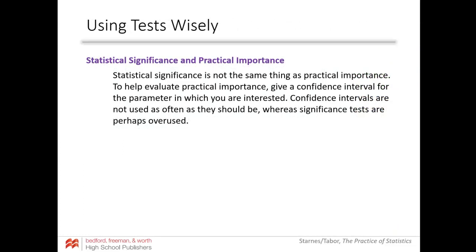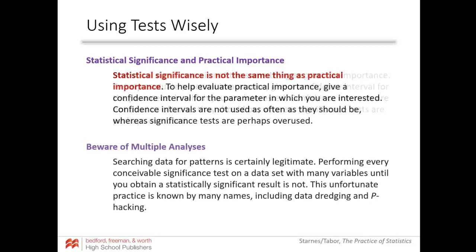All right, I love this part. Using tests wisely and practical importance. Statistical significance is not the same thing as practical importance. To evaluate practical importance, give a confidence interval for the parameter in which you are interested. That's good advice. Confidence intervals are not used as often as they should be. People kind of like hypothesis testing. I don't know why. I think it's just something we hear in everyday language and we're like, yeah, that makes sense. Well, a confidence interval actually gives you way more information.